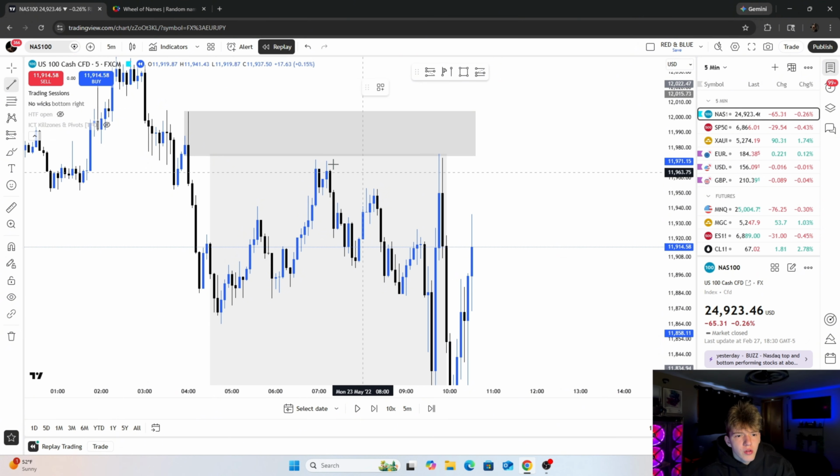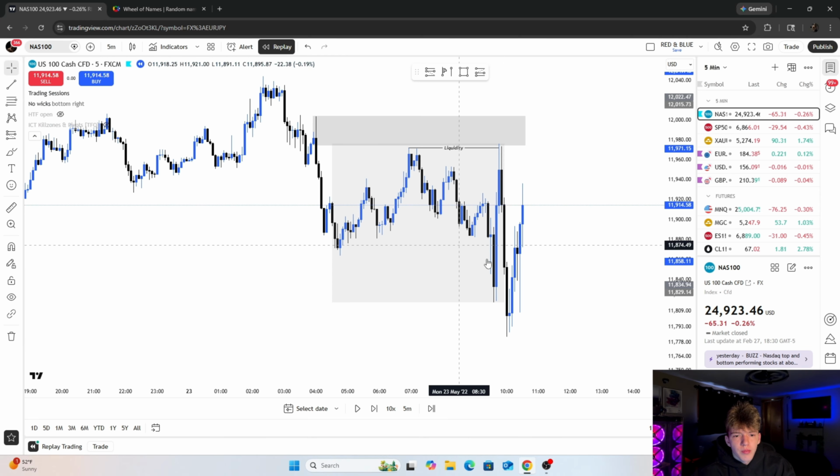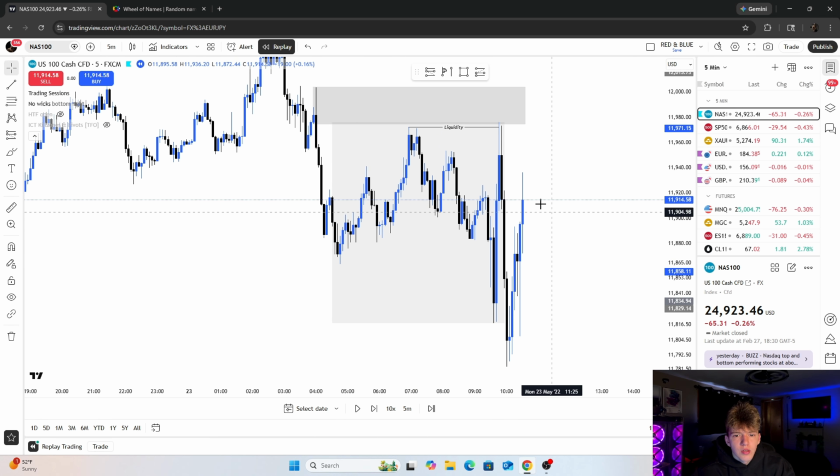The only trade realistically that is valid would be this one. And why is this one so good? Well, it's good because we went to the downside and we took out all of these lows, and we still have liquidity resting up here. So all price does is come up and take it in a manipulative manner.